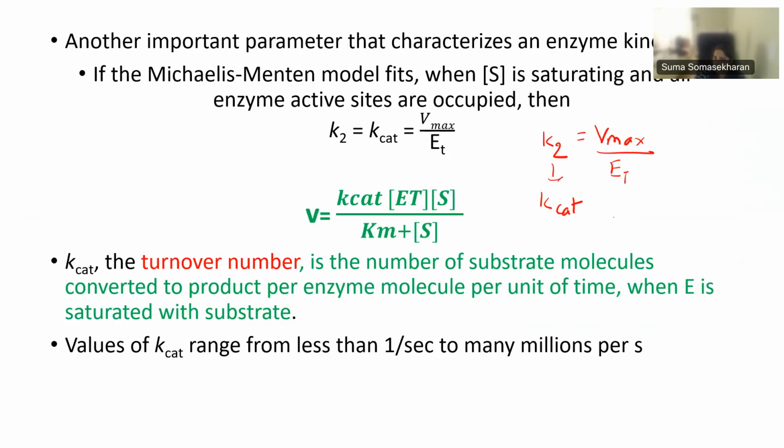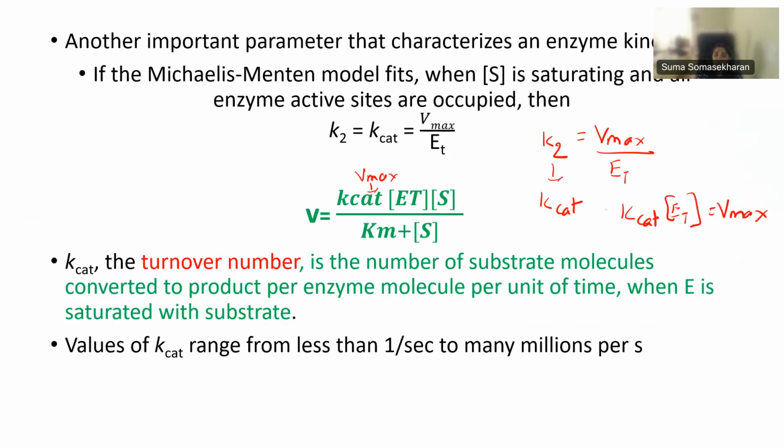Since I said Kcat is equal to Vmax over Et, Kcat multiplied by Et is equal to Vmax. So what we are doing is substituting for Vmax with Kcat. Kcat multiplied by Et multiplied by substrate concentration divided by Km plus substrate concentration is your Michaelis-Menten equation, the same equation with Kcat substituted. So now think of a scenario.